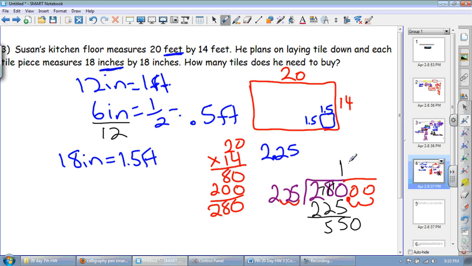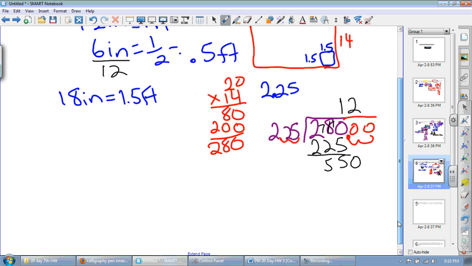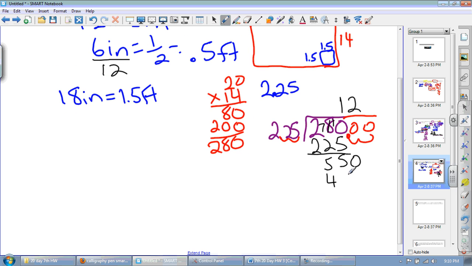And that's 450. Subtract that, we get 100, bring down a 0, and 225 will go into 1,000 4 times, because that is 900. This will actually keep repeating, so it's going to be 124 point something, but since we can't have part of a tile, we'd need more than that. We would have to round that up and say it's going to be about 125 tiles.